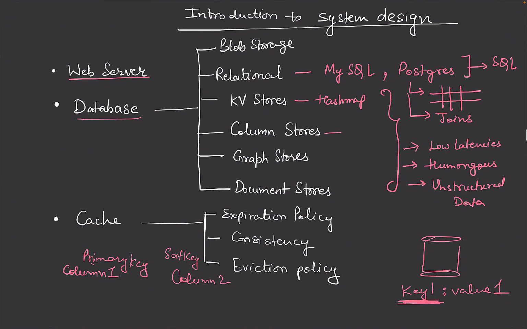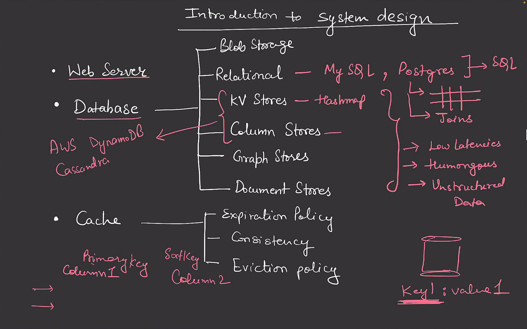Examples of key value stores and columnar databases are DynamoDB, AWS DynamoDB, or Cassandra. And based on how you use them, you can use them like a key value store or a column store. So in a columnar store, the primary key can be repeated. Two rows can have the same primary key.